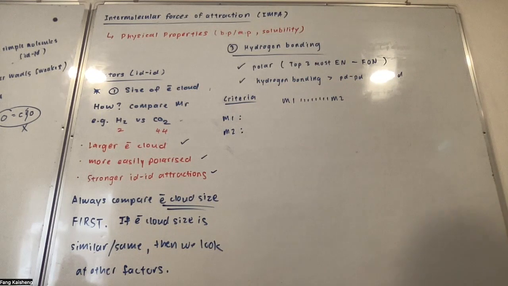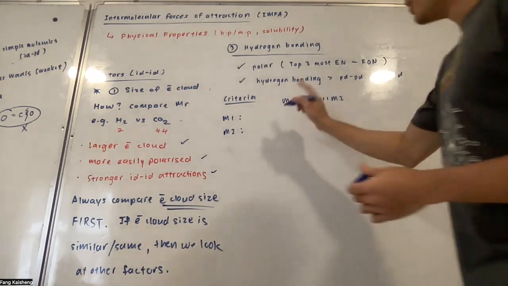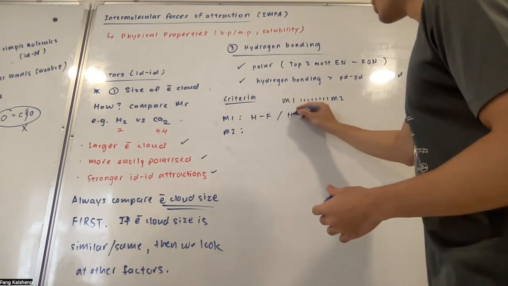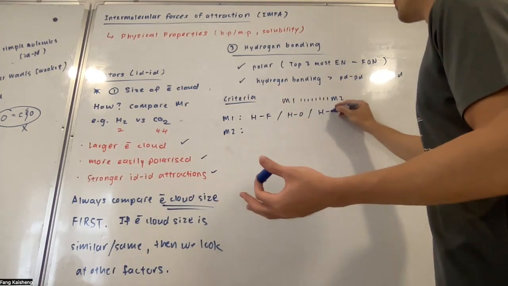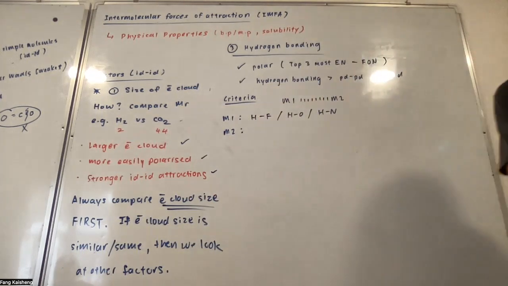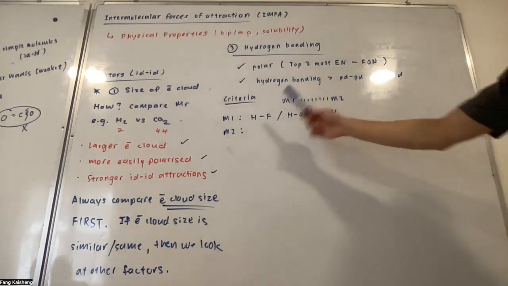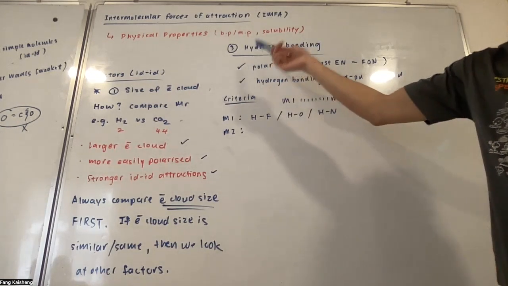Now, I'll tell you the criteria straight up first. The first molecule must have hydrogen bonded to F, hydrogen bonded to O, or hydrogen bonded to N. Not all three, either one is enough. Can you all see FON, the exclusive club? There must be hydrogen, if not, why is it called hydrogen bonding? Very easy to remember, right?